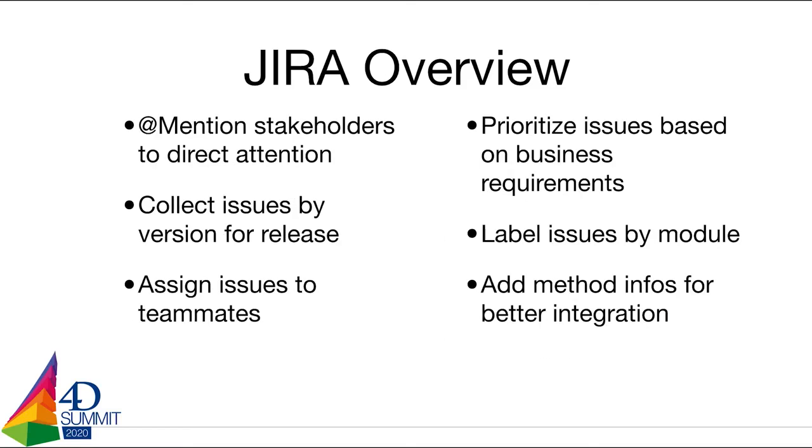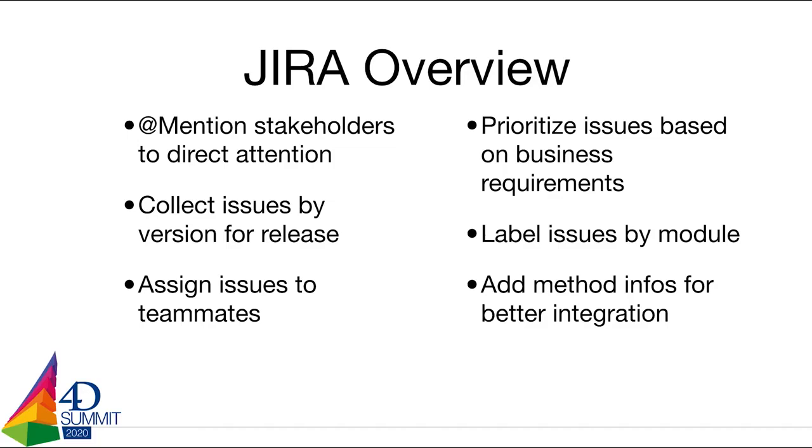You can do things like mention people, which will perhaps send an email or have an update notification go to their mobile device that says, hey, look here, I have a comment for you. You can collect issues and versions for release, assign issues to teammates, prioritize issues based on business requirements, labeling them by module, which is also a nice thing to do. These are our email issues. These are web API issues, that kind of thing.